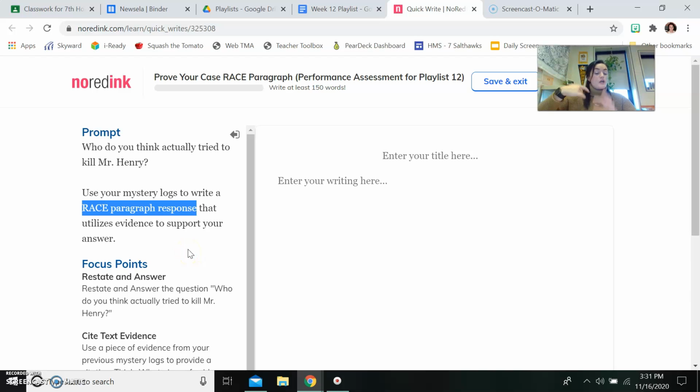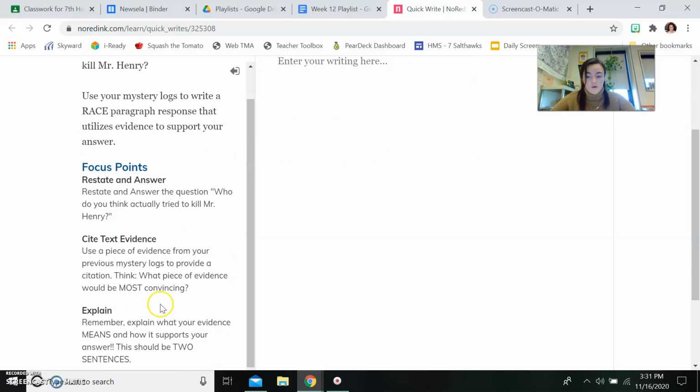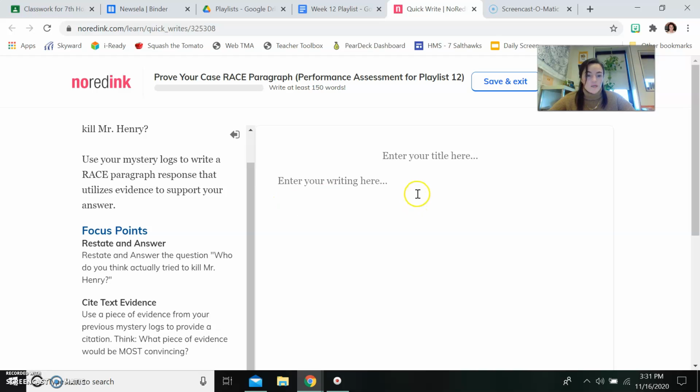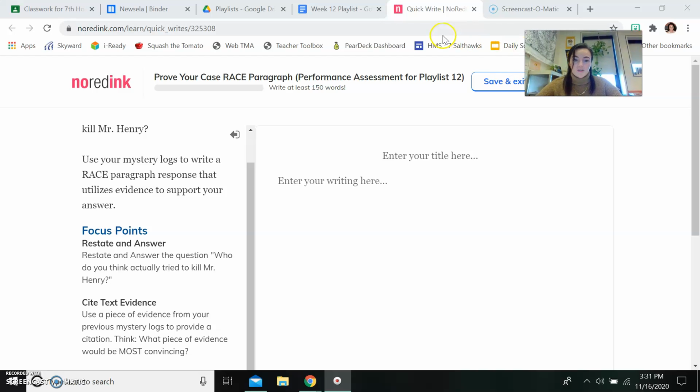So that means you're going to go use your mystery logs and what you wrote in there and find a piece of evidence that supports your person that you think is guilty, right? Who do you think is guilty? Find a piece of evidence that helps support why. Please make sure you restate and answer the question, this question here. Make sure you cite text evidence. And remember to explain your evidence, both what your evidence means and then how it supports your original answer. It should be 2 sentences. And you will write that here, and then right here it says submit after you are finished. And that's how you turn that in.